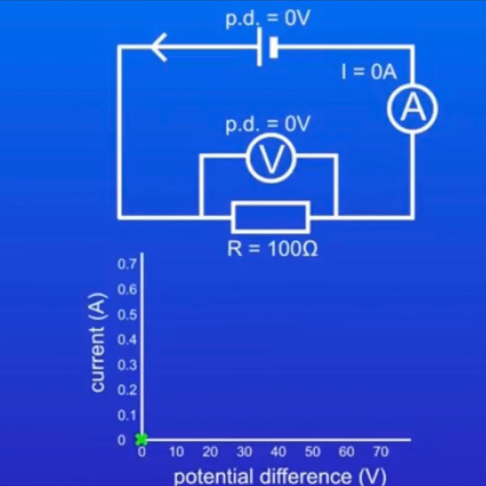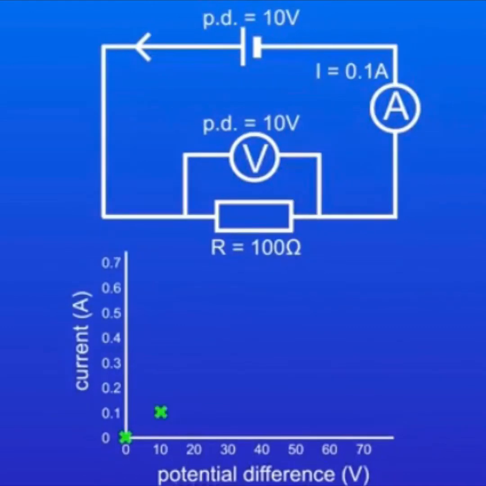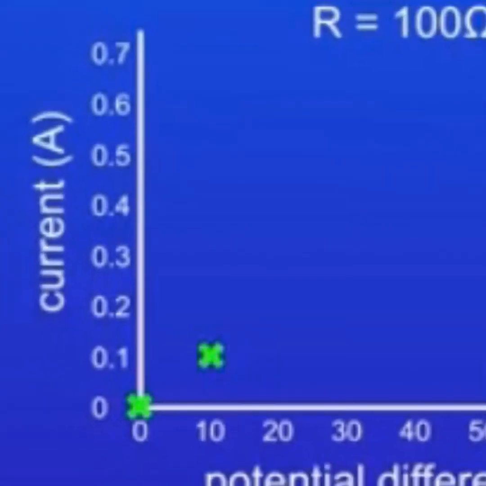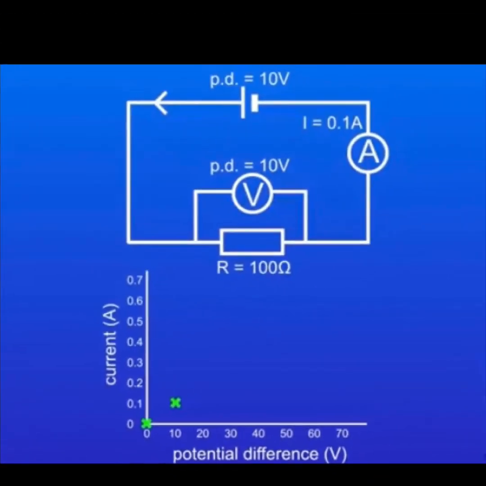Now let's see the next point. If we have the potential difference equal to 10 volts and also the resistor equals 100 ohm, then the current equals 0.1 ampere. And we are going to draw it like this: 10, you can see 10 here, and 0.1. And we are going to draw the second point to see the relation between the current and the potential difference.